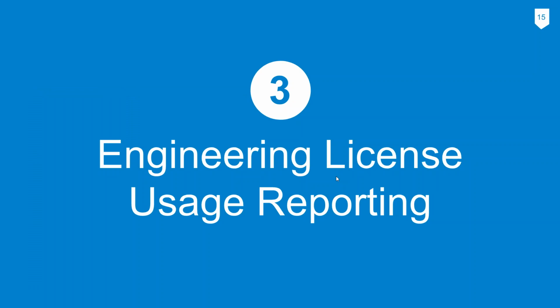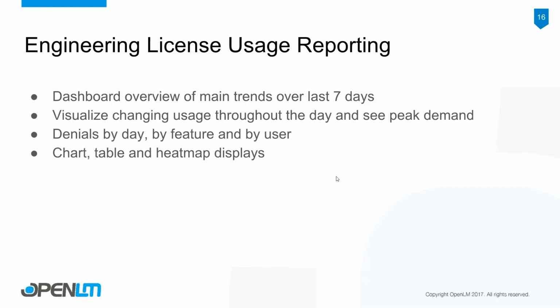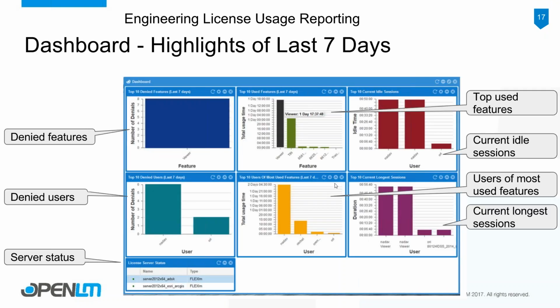So we've looked at inventory and current usage. Now we're going to focus on history, not on the present. This can mean yesterday, last week, or maybe 3 months ago, 1 year back. So there is a host of structured usage reports in OpenLM, from the dashboard giving an overview of the last week, to visualizations of how usage changes during the day, and of course to denials. The reports come in the form of charts, tables, or heat maps. So here you can see the dashboard itself. You can see that it holds all the data for the last 7 days.